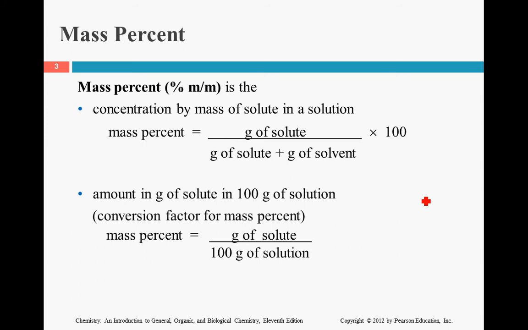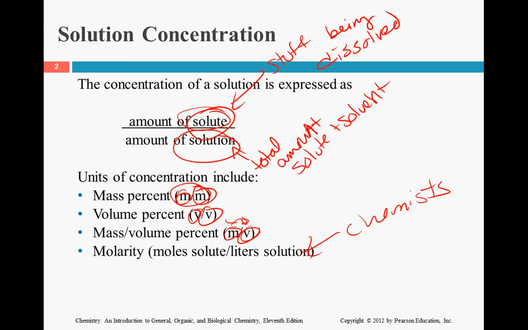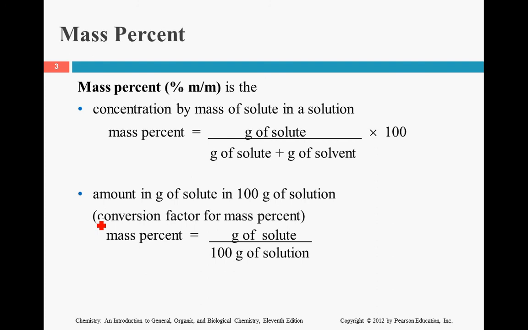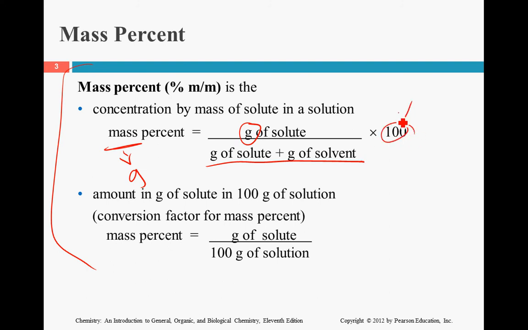So this process is essentially the same for all the mass percents. When we talk about these three, the mass percent, volume percent, and mass per volume percent, they're all going to be the same exact method. Mass percent, that should be a giveaway that we're talking about grams. So it's the grams of solute over the two grams added together times 100. The 100 makes it a percentage.